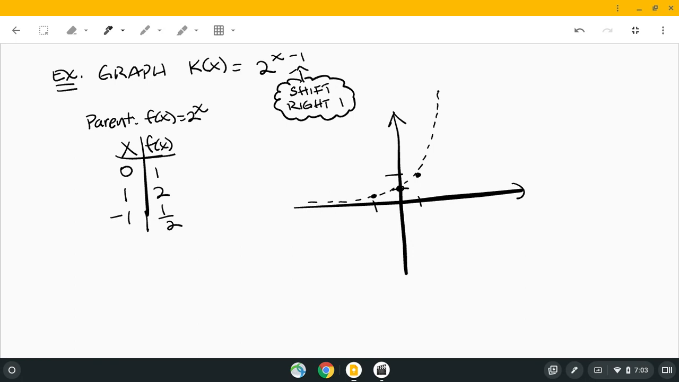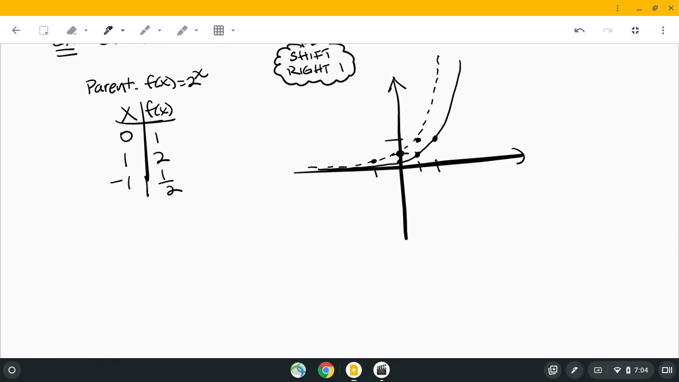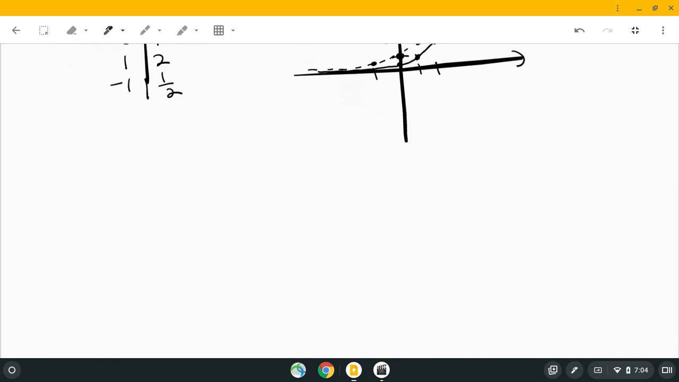Okay, and now we're going to take all three of these points and shift them all 1 to the right. So this one goes 1 to the right, this goes 1 to the right, and this goes 1 to the right. And then our graph looks like this. All right, so all the shifting still is the same as other functions.